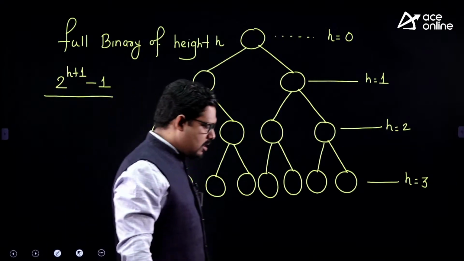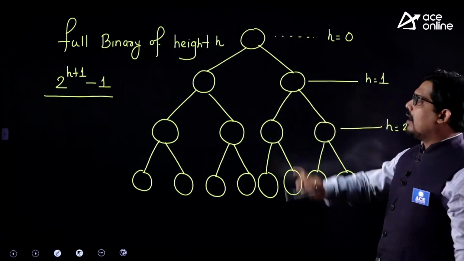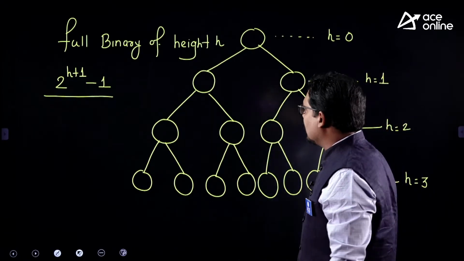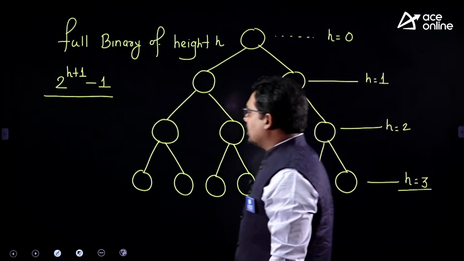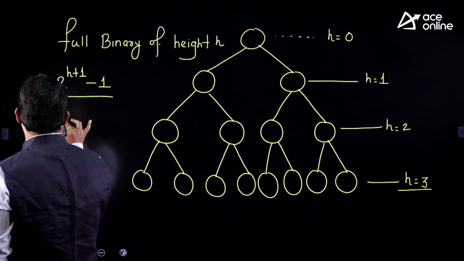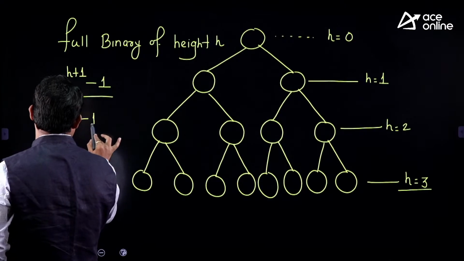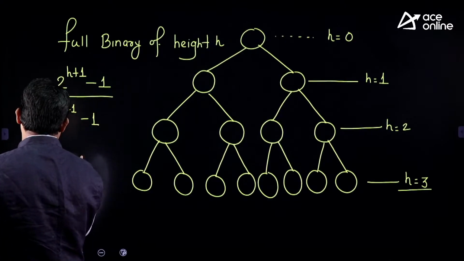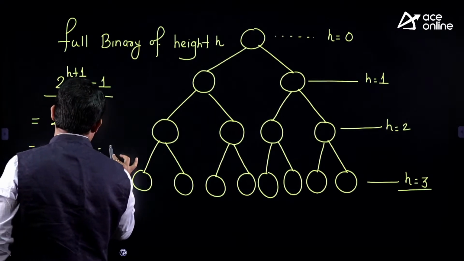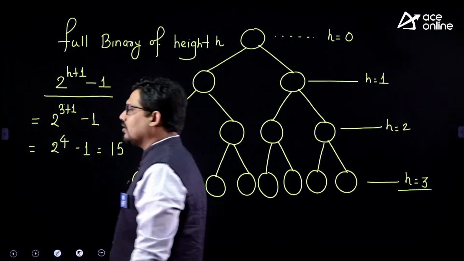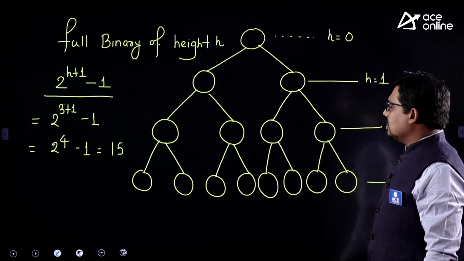Formula for perfect binary tree: 2 to the power h plus 1, minus 1. h is the height. What is the height here? In this case it is 3. So 2 to the power 3 plus 1, minus 1, which here is 2 to the power 4 minus 1, and that is equal to 15. So this tree must consist of 15 nodes. This is 15 nodes.